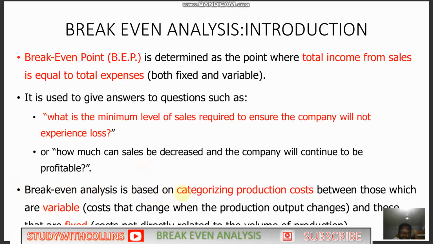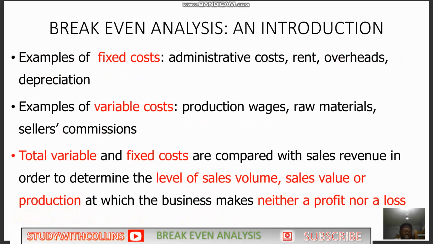Break-even analysis is based on categorizing production costs between those which are variable costs, and we know variable costs, and those that are fixed, and we know fixed costs too. Examples of fixed costs are administrative costs, rent, overhead, and depreciation. As I said, examples of variable costs are production wages, raw materials, and seller's commission. Seller's commission is a variable cost because you pay a seller based on how much they are able to sell. So the more they sell, the more they are commissioned. The total variable and fixed costs are compared with sale revenue in order to determine the level of sales volume, sales value, or production at which the business makes neither profit nor loss.